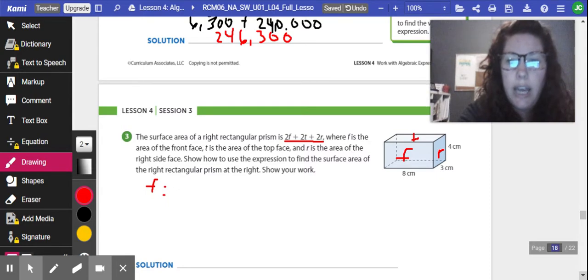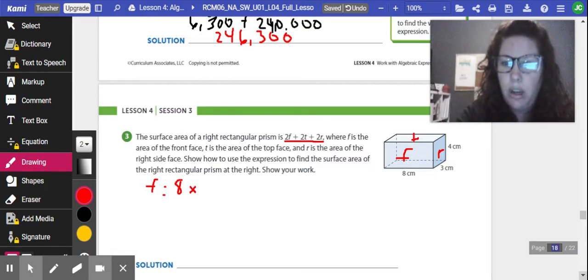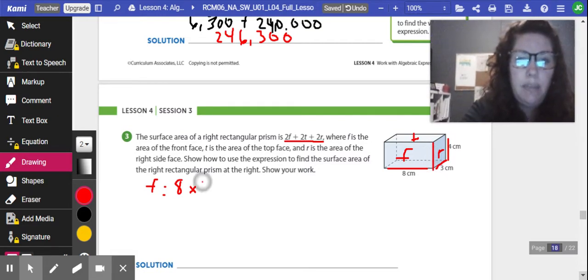And our area is going to be 8 times. And so I'm just looking. So this is 8 down here. This is 3. And this is 4. So that means this also is 4. So that means I'm going to do 8 times 4. And 8 times 4 is 32.